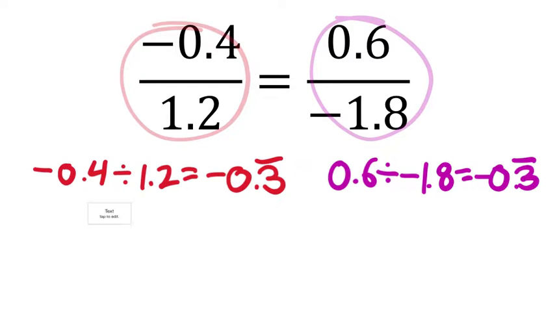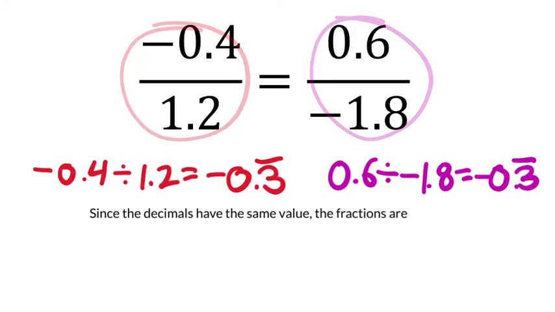Okay, so since the decimals have the same value, the fractions are equal. So once again, that's just a little different. These 2 fractions are proportional. Okay.